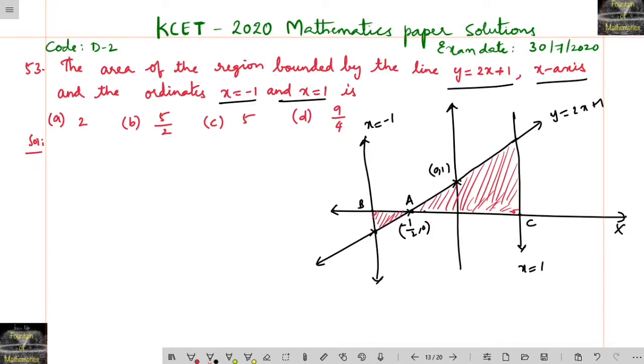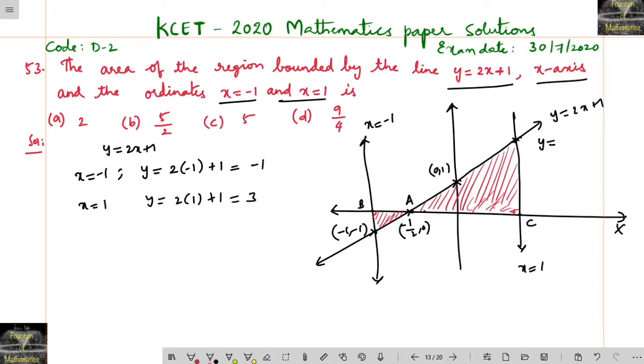At x is equal to minus 1 in the line, if I substitute x is equal to minus 1, y is equal to 2 into minus 1 plus 1, that is minus 2 plus 1, which is minus 1. So this is minus 1 comma minus 1. And here if I take x is equal to 1, substituting in the line equation 2x plus 1, y is equal to 2 into 1 plus 1, which is 3. So this point is 1 comma 3.